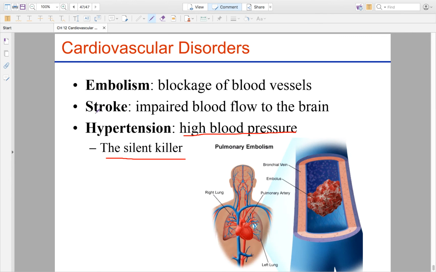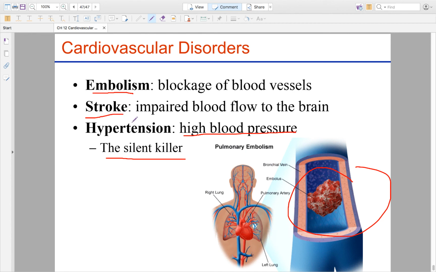Now, a couple more things. I already mentioned hypertension. Let's talk about an embolism. This is an embolism right here. Sometimes veins, arteries get these blockages in the vessels, which impair blood flow. That is an embolism, and they're dangerous depending on where they are, especially a pulmonary embolism that can actually lead to death. Okay, a stroke.